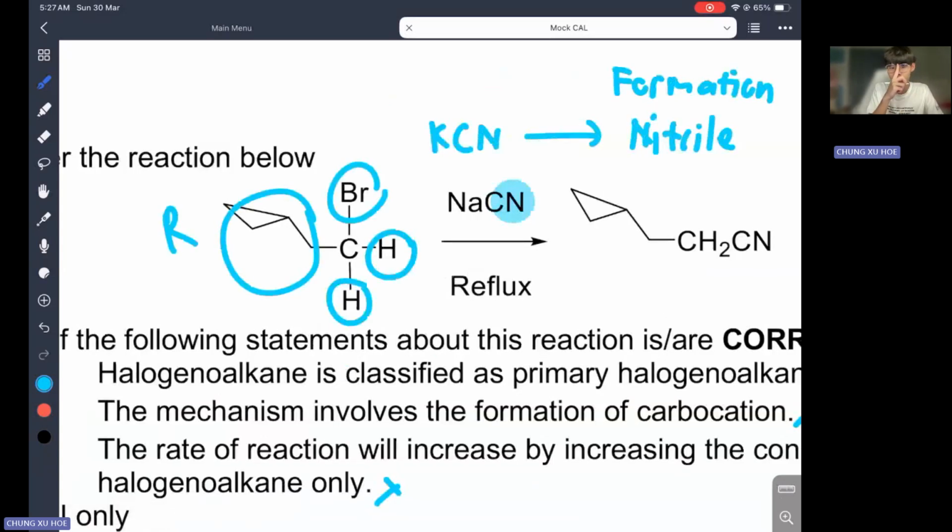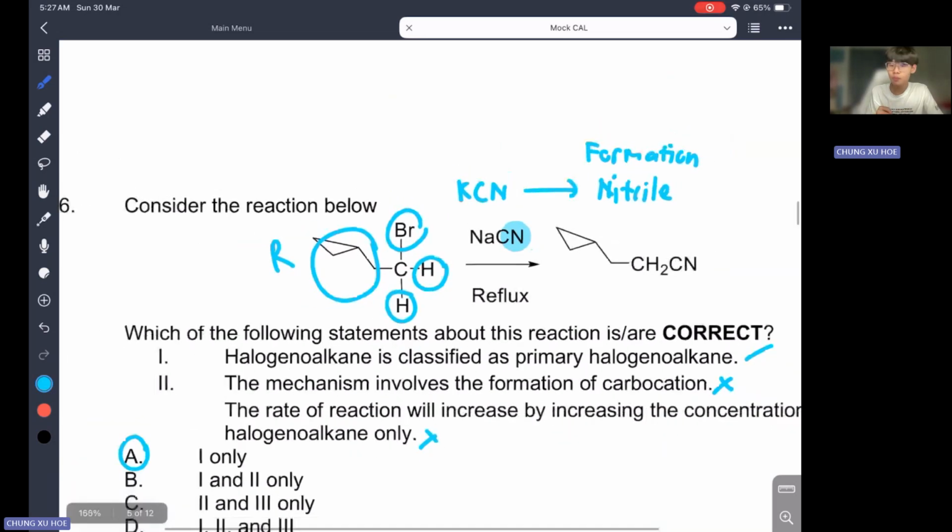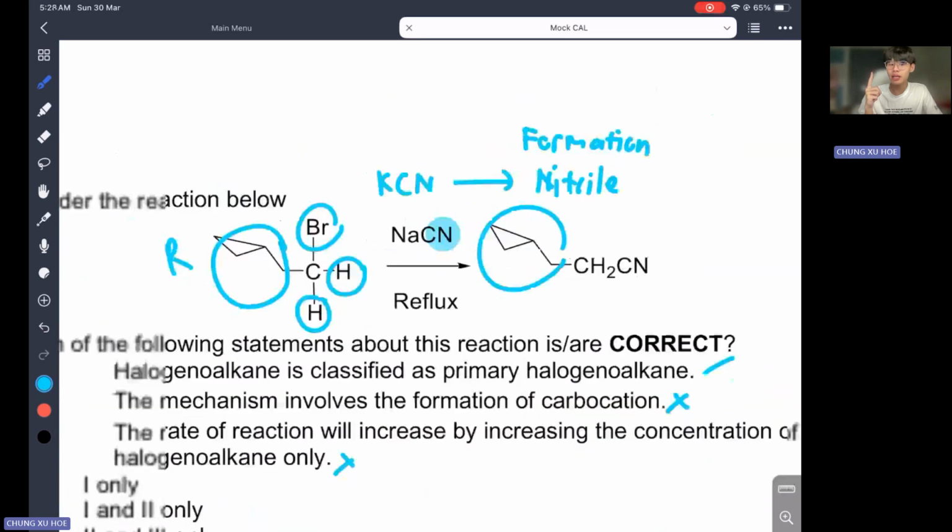Here is your R group, that means your alkyl group. So you only have one alkyl group. That means it is your primary halogenoalkane. If you got two alkyl groups, that means you are secondary halogenoalkane. If you got three, tertiary halogenoalkane. So in this case, it's first. And here also one. Right or not? So one R group, primary halogenoalkane.